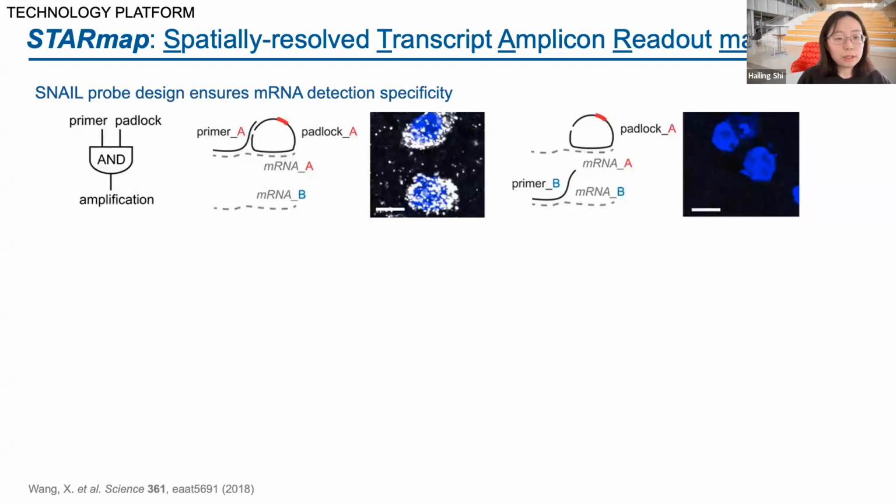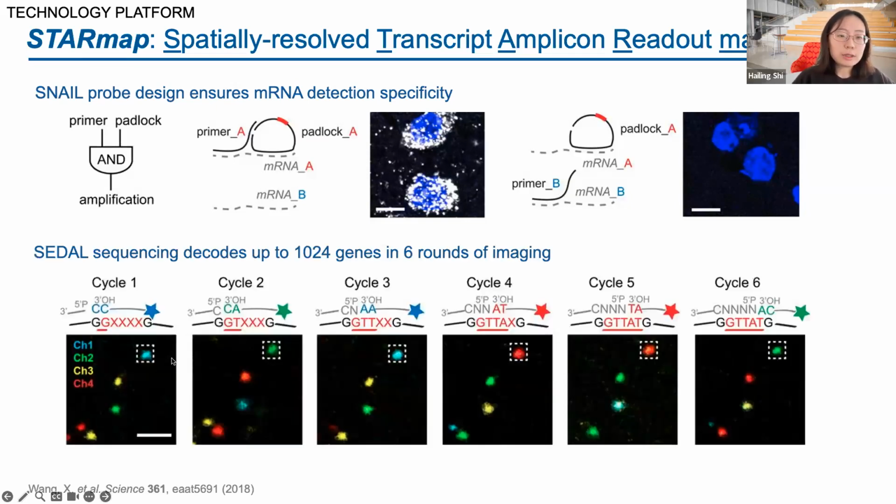So these two probe designs, the SNAIL probe design, really ensure the mRNA detection efficiency, meaning that if you miss any of the probes here, the AND gate logic won't work, and you will see no signal from the sample. And the sequencing by ligation step, the CDL sequencing, can decode over 1,000 different genes in 6 rounds of imaging, where we add in a different sequence of the reading probe to decode the next 2 bases, depending on the specific sequence of the reading probe.